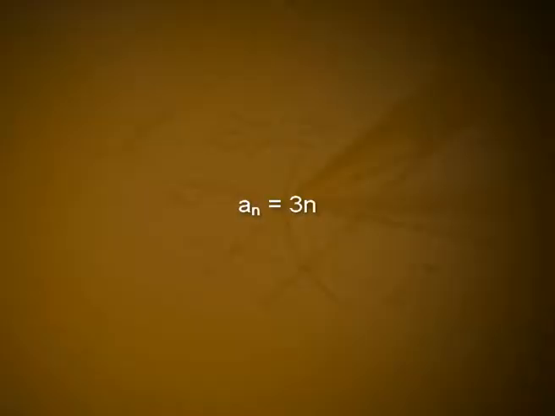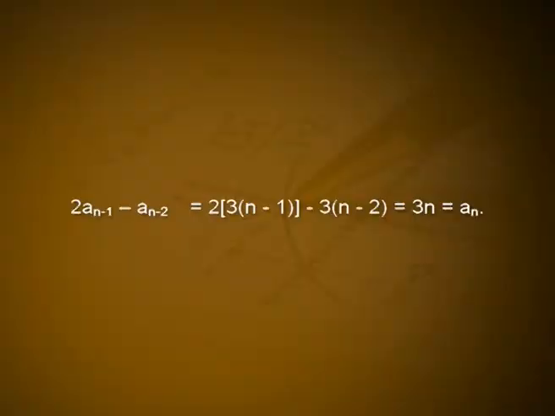Solution: suppose that a_n = 3n for every non-negative integer n. Then for n >= 2, we see that 2a_{n-1} - a_{n-2} = 2(3(n-1)) - 3(n-2) = 3n, which is equal to a_n. Therefore, a_n where a_n = 3n is a solution of the recurrence relation.